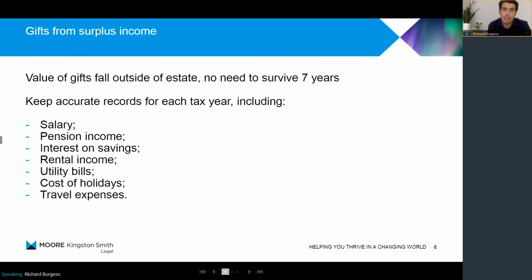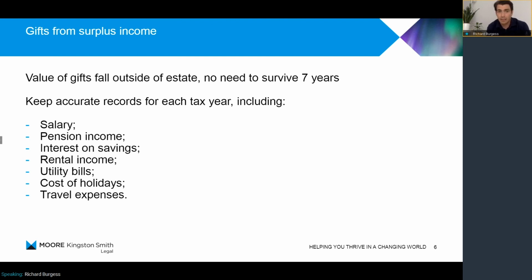Gifts from surplus income. So it's a tax relief where you don't need to survive the 7 years in order for the gifts of your surplus income to fall outside of your estate if they're given to a chargeable beneficiary. Now, obviously, it could be potentially quite a lucrative relief, this one. So the proportionate level of detail is required by HMRC. And I've listed on the slide here some of the detail that is set out in the IHT 403 in the inheritance tax return, which is required.